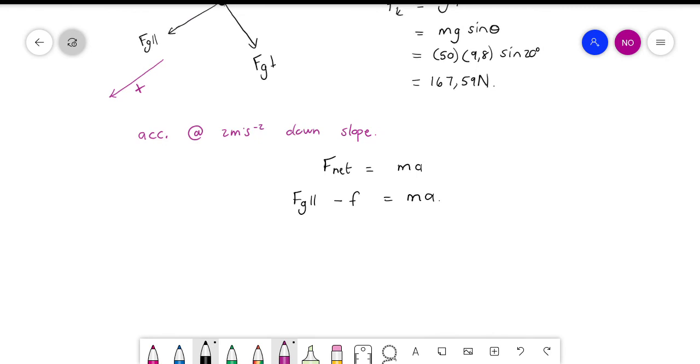Fg parallel het ons eintlik nou klaar uitgewerk, is 167,59. Wrywing is mos wat ons nou probeer uitwerk. What else do I have for this grade? Ja? Massa en versnelling. So dis so eenvoudig soos gaan stel hulle net daarin. Okay? Onthou die boks se massa is mos nou 50 kg en hulle het vir ons gesê sy versnelling is 2 meter per sekonde. Okay.